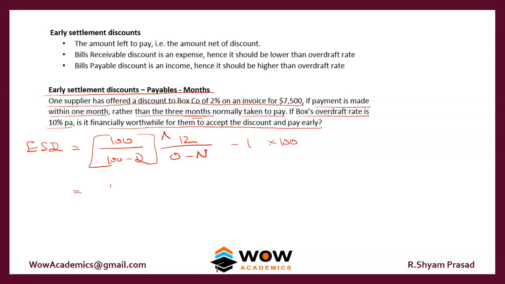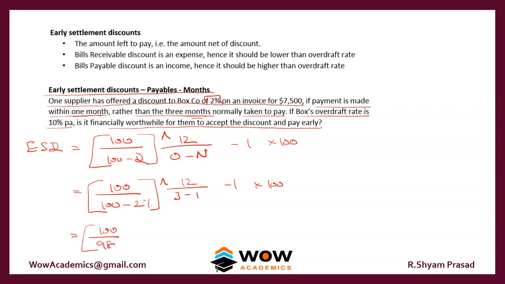So we'll start. 100 divided by 100 minus discount, which is 2. So we'll take it as 2% to the power of 12 divided by old months. Earlier it took 3 months. The new month is just 1 month. So 3 minus 1. So it's again minus 1 and into 100. So the number comes to 100 divided by 98 to the power of 6, again minus 1 into 100.